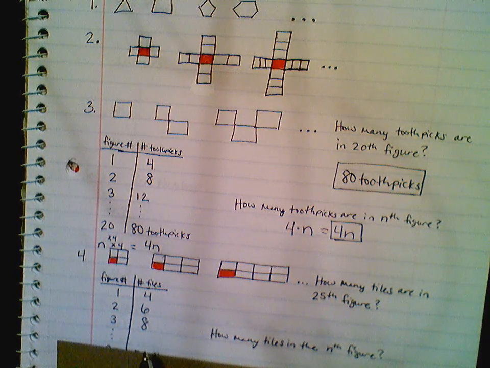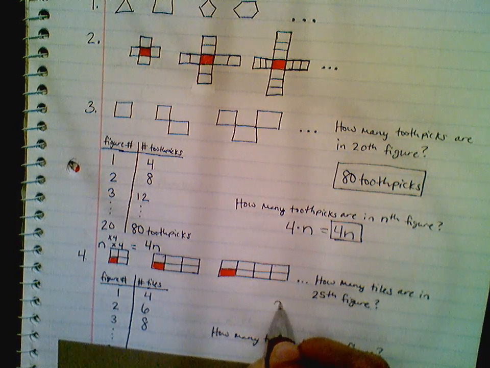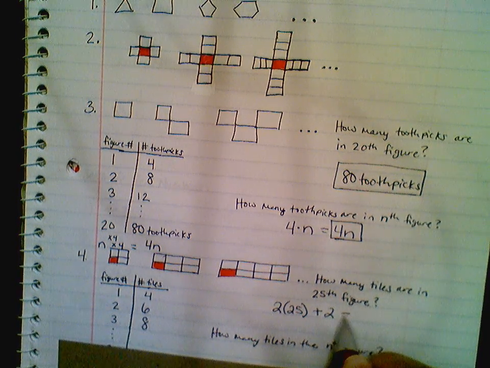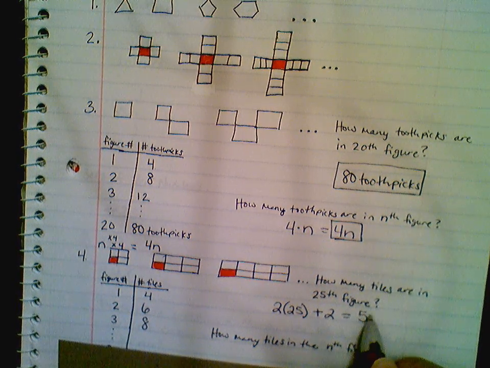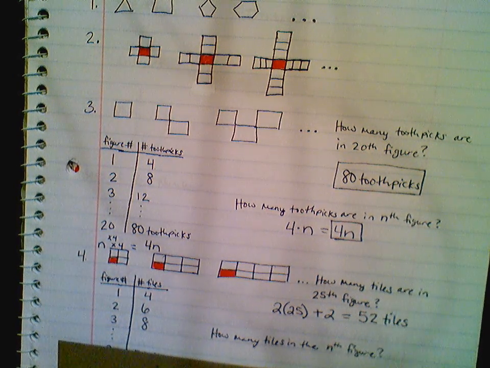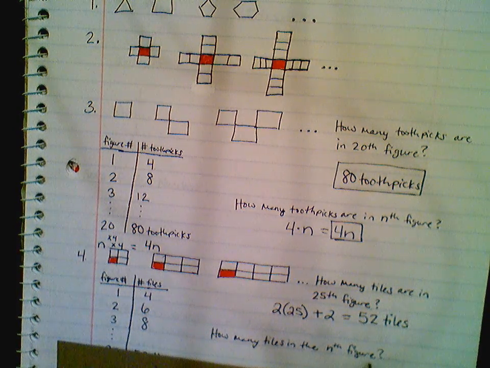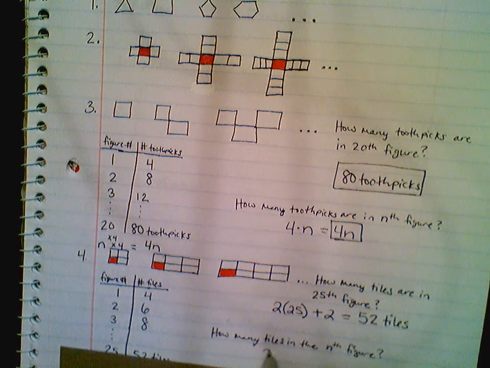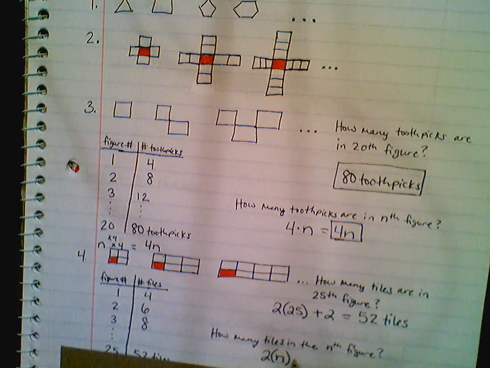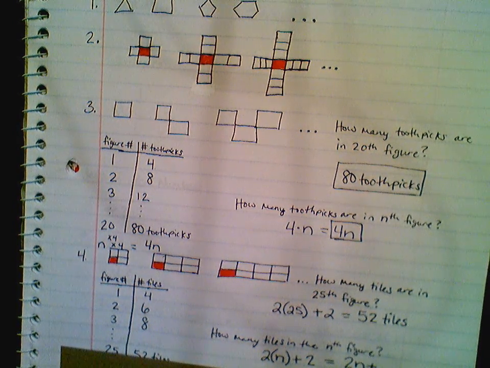So if I continue that, then to get the 25th figure, I'm doubling it and then adding 2. If I do that, my answer should be a total of 52 tiles. Alrighty, now if I generalize this and I want to know how many tiles are in the nth figure, then I'm going to do that same pattern. So doubling just n, and you can use any variable that you want to, and then add 2 to it. Okay, and so that is going to be my answer, 2n plus 2.